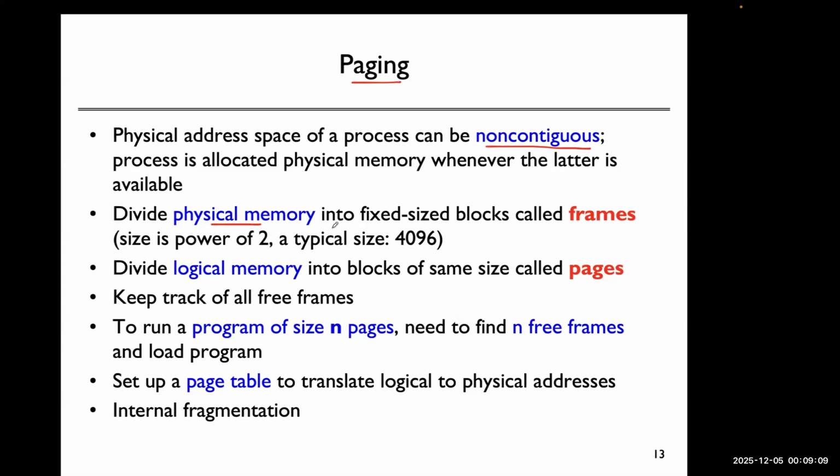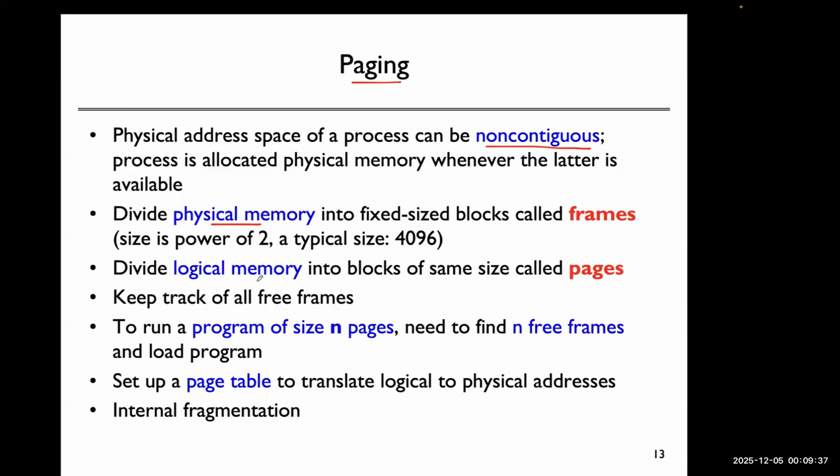physical memory, right? So what we do is that under paging, we divide the physical memory into fixed size blocks and we call them frames, right? And the size of the frames is typically a power of 2, like for example 4096, which is equal to 4 kilobytes. Okay, so 4 kilobytes is definitely 2 raised to power 12 bytes.